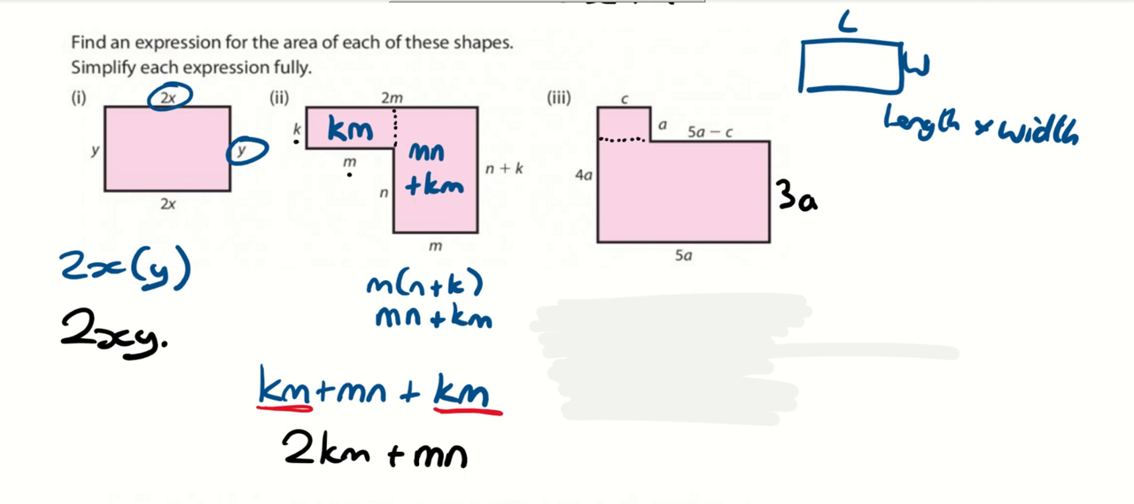Now the third one, you take the exact same approach. Split it into 2, and you'll see that you've got 3a left on this side, because it's 4a minus a. Then get your two rectangles and do the same thing.